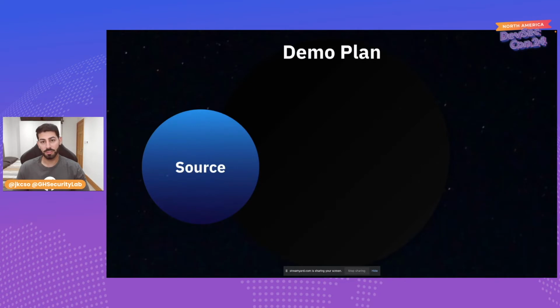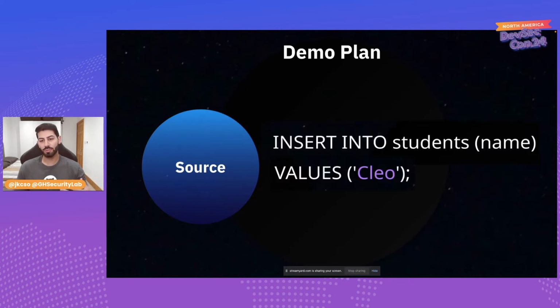First of all, sources. Sources are places in the program where untrusted user input is being entered in the program. It's the source of the vulnerability. In our example, this could be insert into student's name, values, and the name. So that's the source. That's where unsanitized user input can get in.